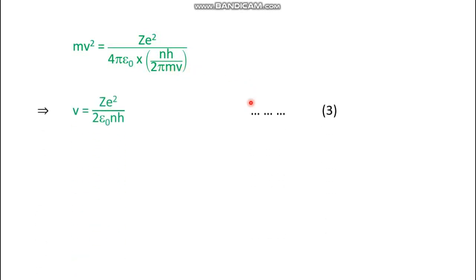Putting the value of r in equation number 1, we have mv square on the left hand side as usual, and on the right hand side z square by 4 pi epsilon 0, with r replaced by nh by twice pi mv, which is obtained from Bohr's theory. Rearranging this equation, we get equation number 3, which gives the value of v as a function of z and n, because e, epsilon 0 and h are all constants. So from here we can get a proportionality relationship also, which is v versus z by n. This is also very useful.